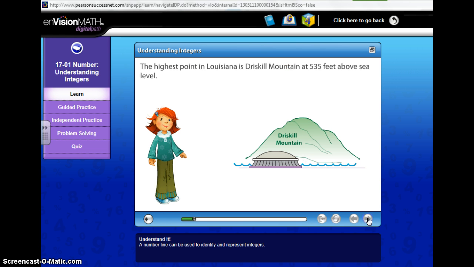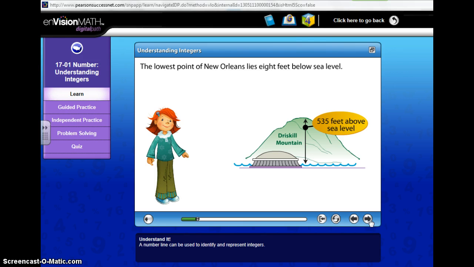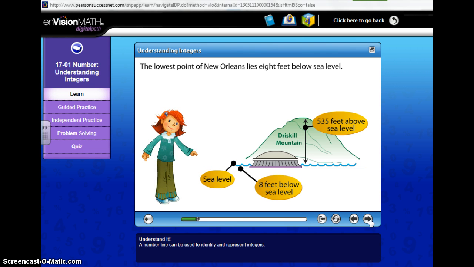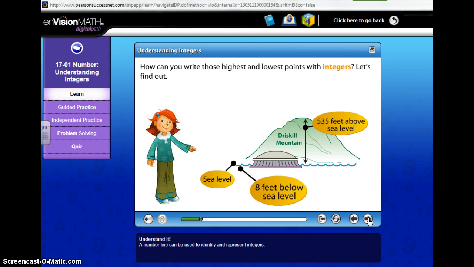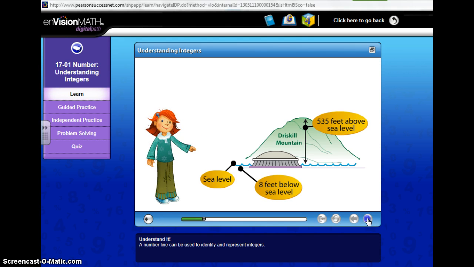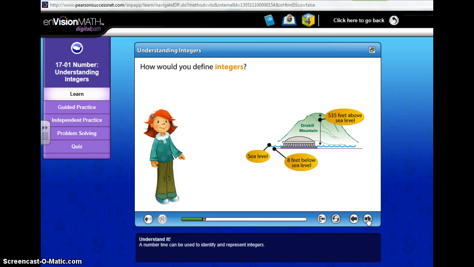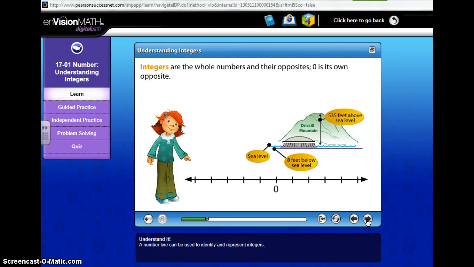That's right. Okay, so the highest point in this mountain is 535 feet above sea level. Now, the lowest point in the city of New Orleans lies 8 feet below sea level. So how would we write those highest and lowest points with integers? Alan? To make it a negative, you would have to put a minus symbol and then 8. That's right. So integers are whole numbers and they're opposites.